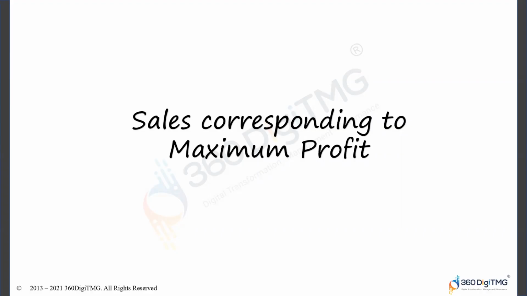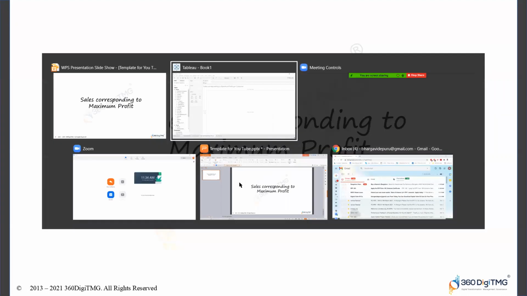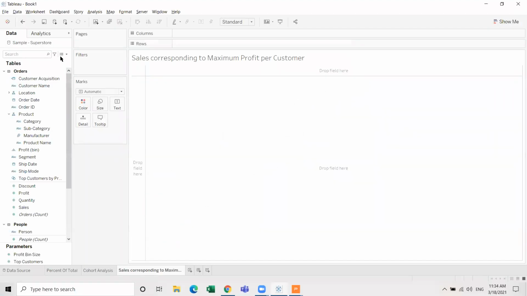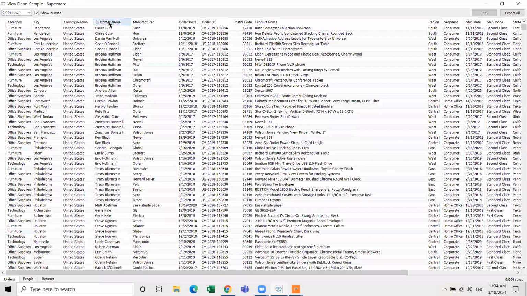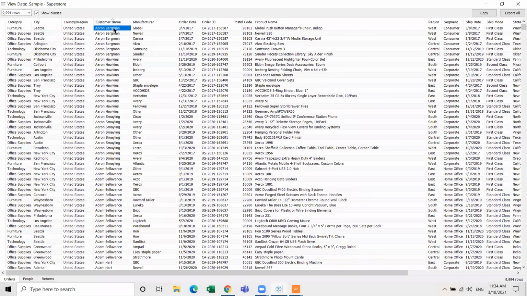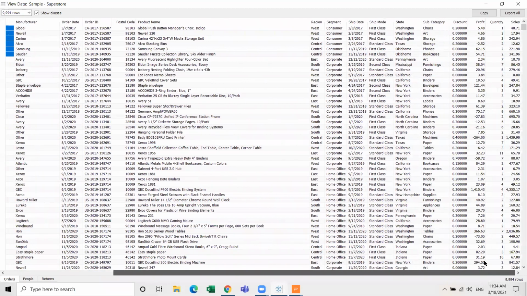with maximum profit per customer. So we know that Superstore has a lot of customers. Okay, and each customer has made multiple transactions. Now, if you look at the first customer, Aaron Bergman here, and if we look at the transactions made by this customer, these are the profits. But the maximum profit came from this particular transaction.